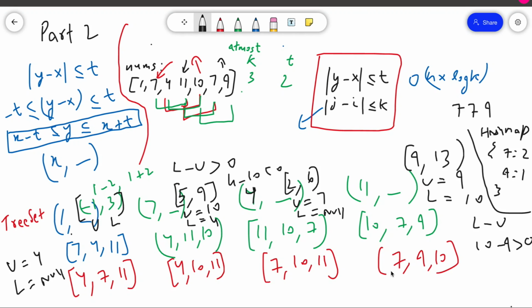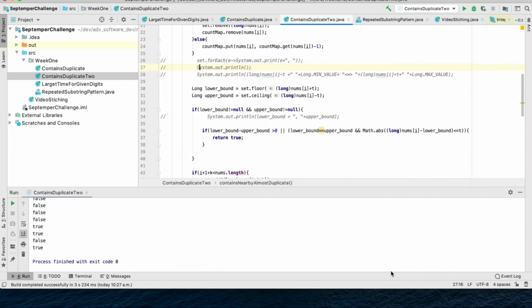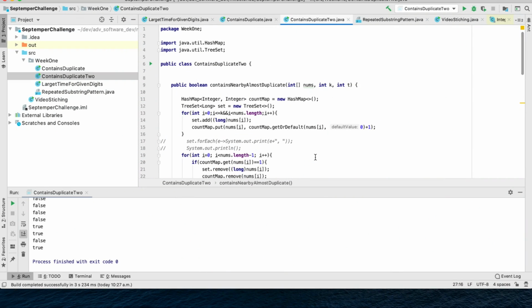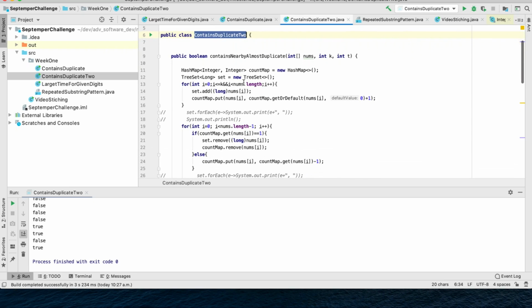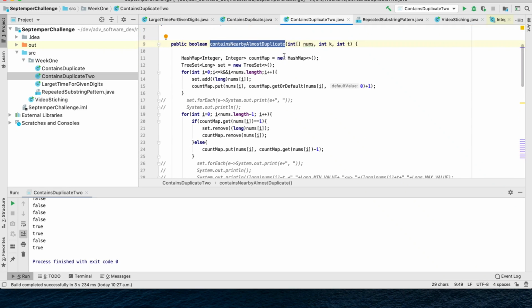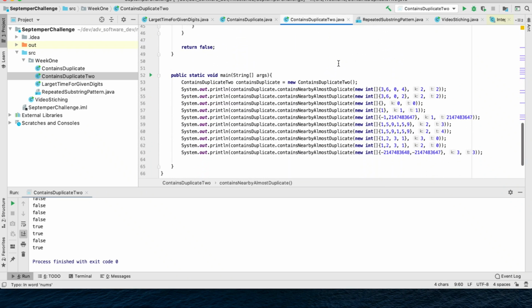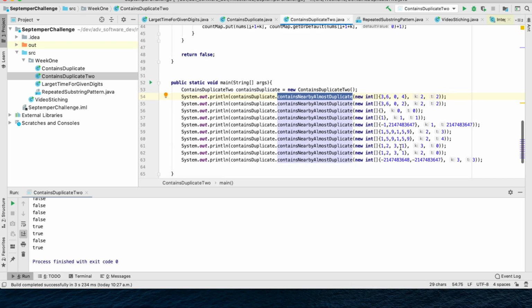Now let me show you this same logic in my code. I have defined one class, ContainsDuplicate2, and inside this class I have defined one method. I am passing the nums integer array and the values of k and t, which are given to us, and I am invoking this method from my main method on a couple of examples.